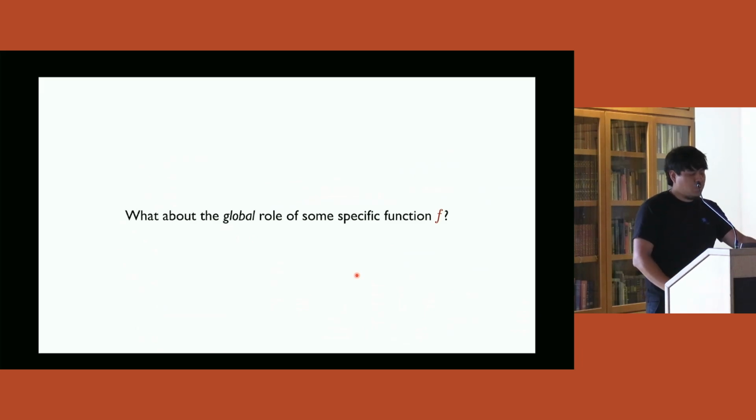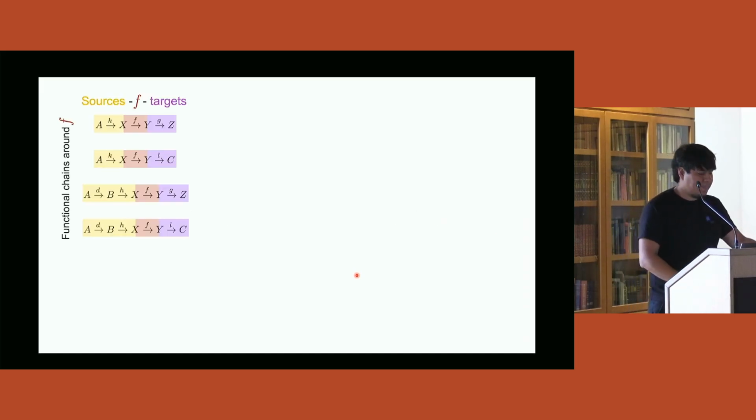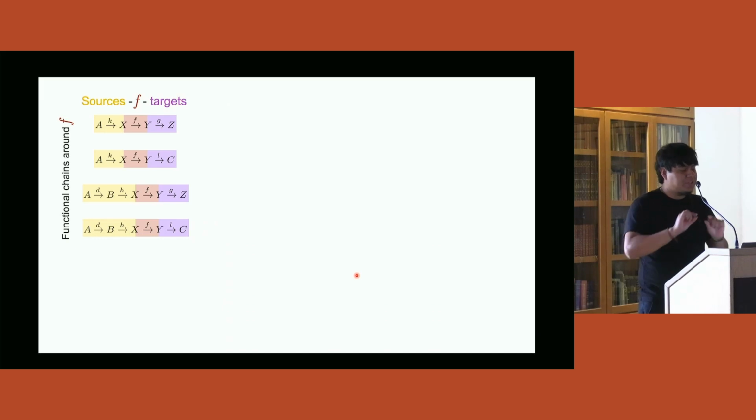For instance, what is the global role of a specific function, in this case f, in the whole system? Well, as we said, we start with chains. If the outputs and inputs coincide, we just chain them together. We might call everything on the left of the function of interest sources and everything on the right targets. So if you take that graph that I drew before, then all the source-target chains are these ones. So I call them just functional chains around F.